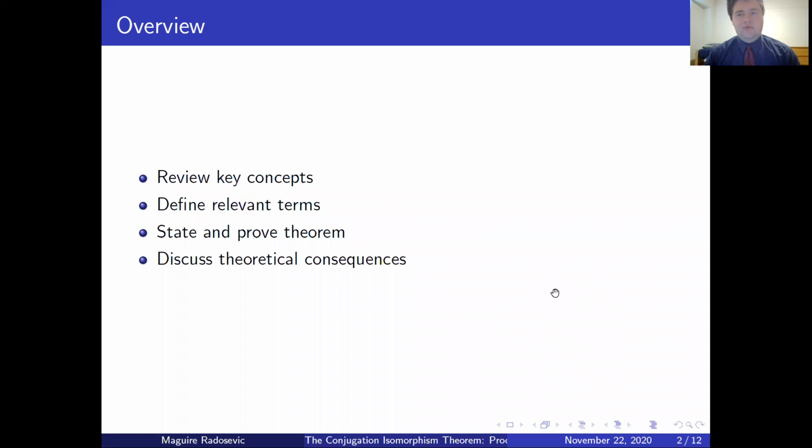So a brief overview for what we're going to talk about. First, we're going to review some key concepts relating to algebraic extensions and simple extension fields that are key to the development of this theory. Define some relevant terms that are particular to this theorem, state and prove the theorem, and then discuss some of the theoretical consequences of the result.